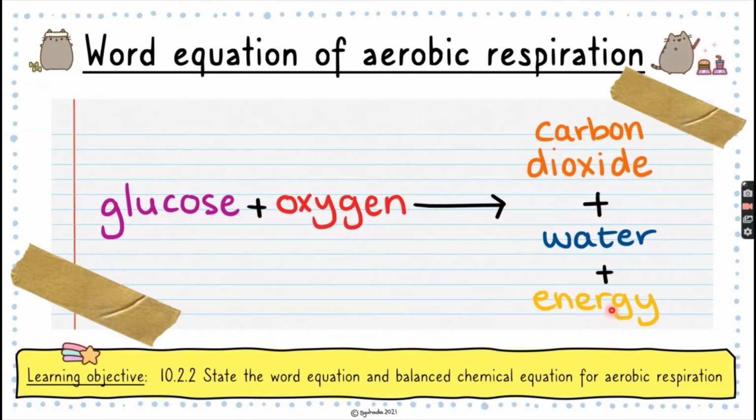Sometimes, and it's not required of you, you can add mitochondria at the top of this arrow if you want to, similarly to when you write the word equation for photosynthesis, where you write sunlight at the top and chlorophyll at the bottom. So you can write mitochondria over here because it does take place in the mitochondria, and we're referring to aerobic respiration.